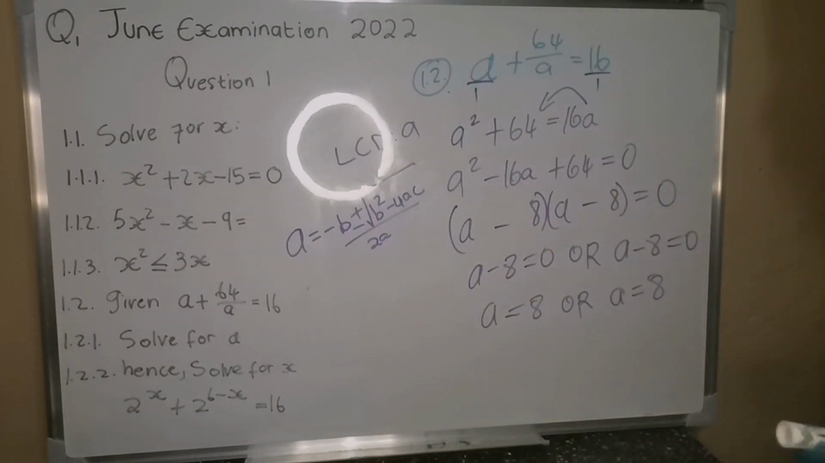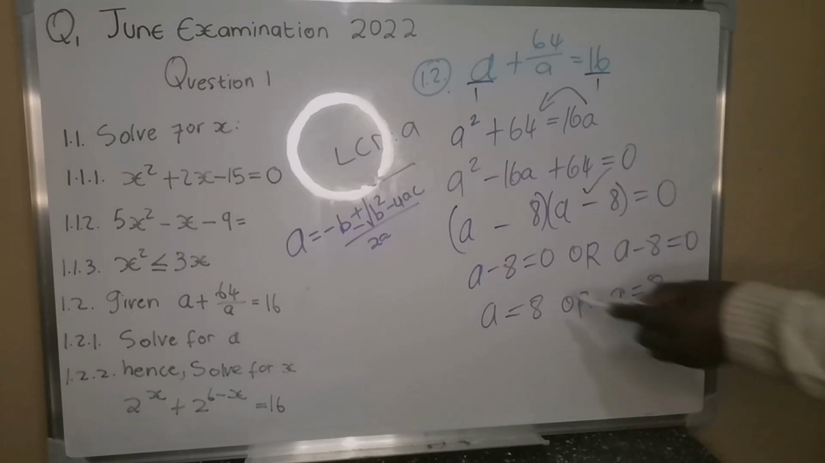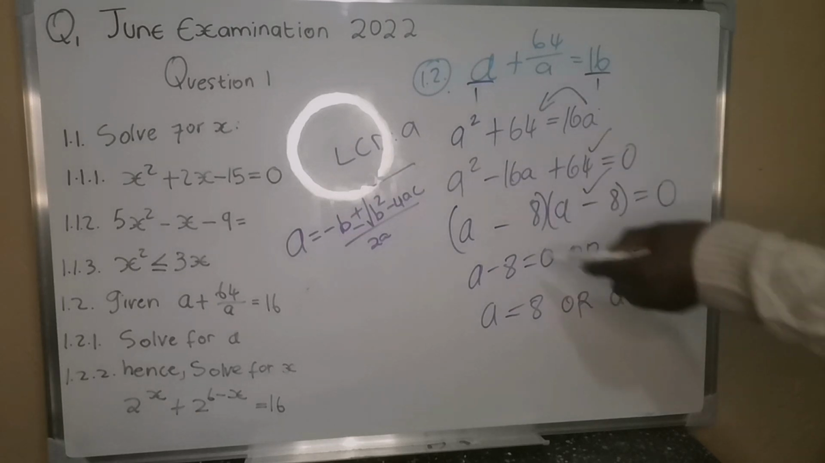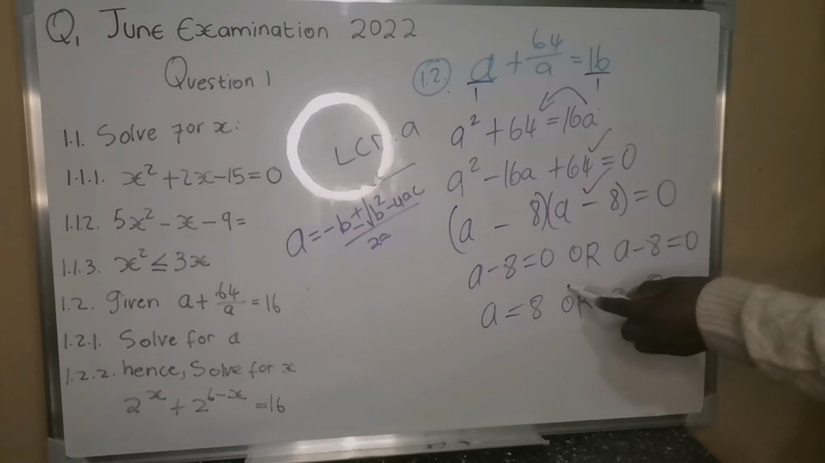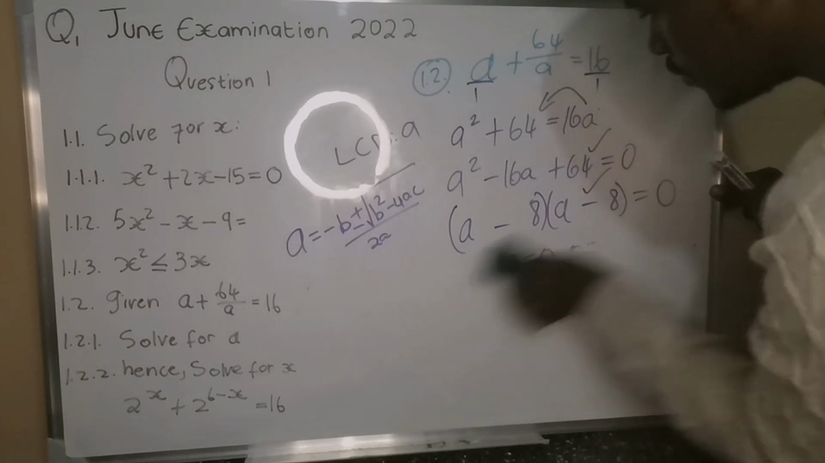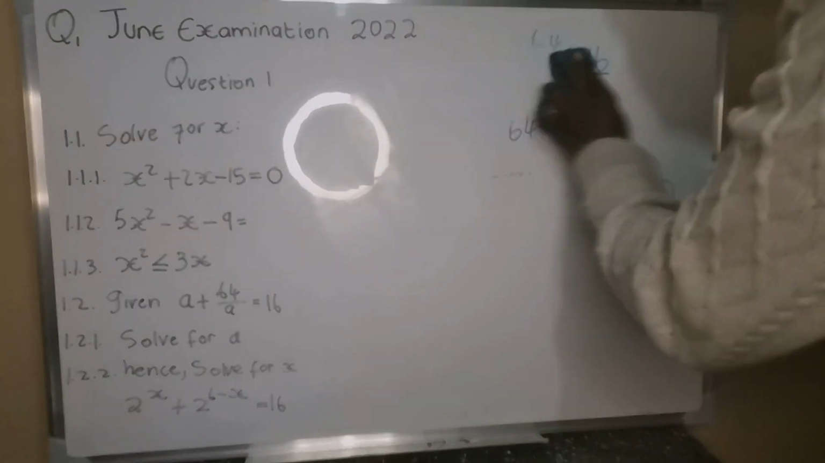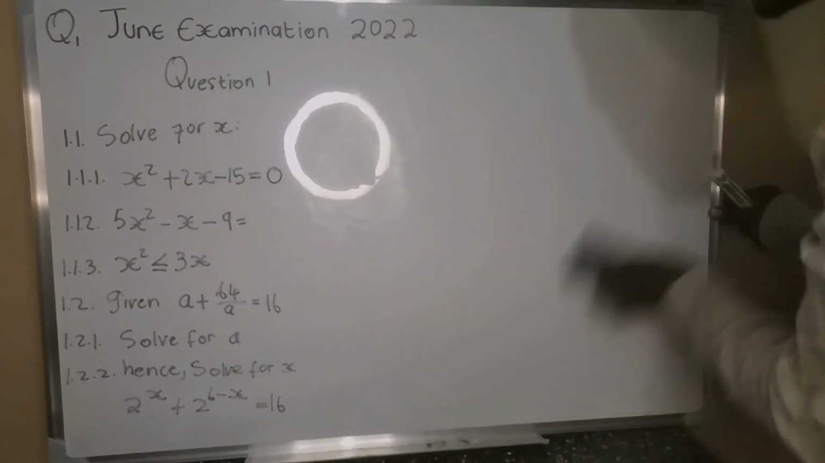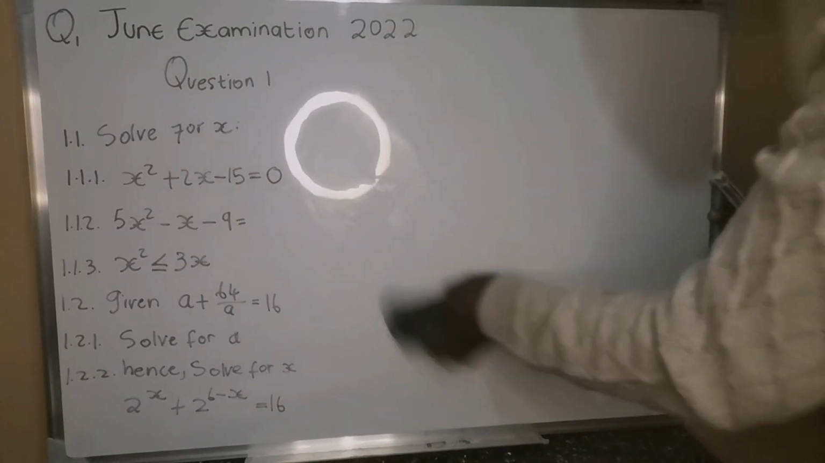Now let us go to 1.2.2. Please, they will make it for 3 marks. So they will just say you have transposed this 16 to the left, and you have opened two brackets, and you have found solutions. So they might give you 4 or 3. It will depend. 1.2.2, guys. It's very simple.